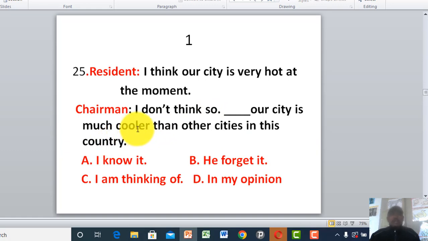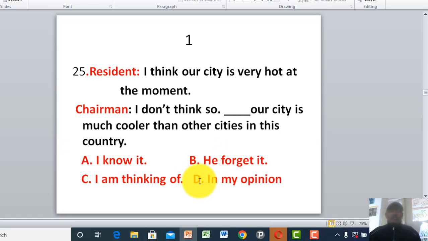So let's see. Which one do we agree with? I know it, our city is... it's not a kind of thing which is a fact. I'm thinking of, in my opinion. Right, because you have to mention it's an opinion. The resident says, I think our city is very hot at the moment. It's his opinion. The chairman's opinion is different.